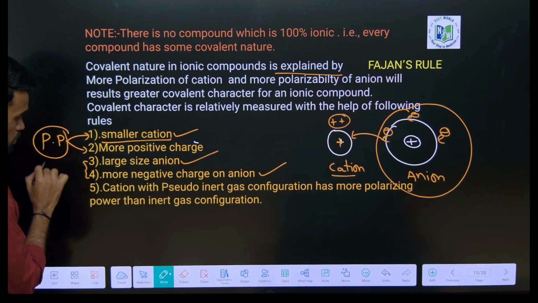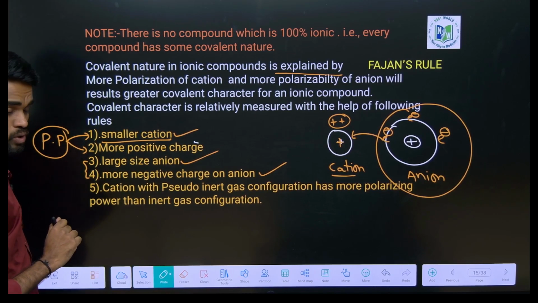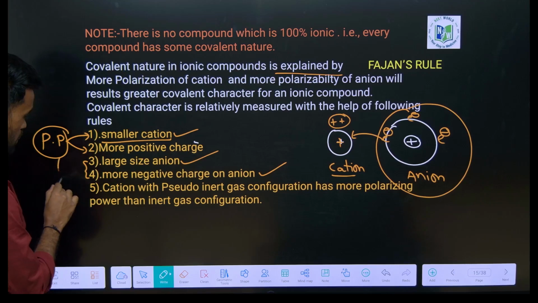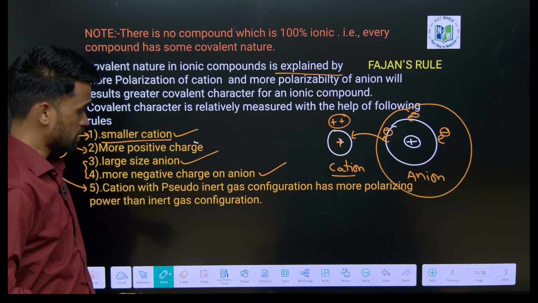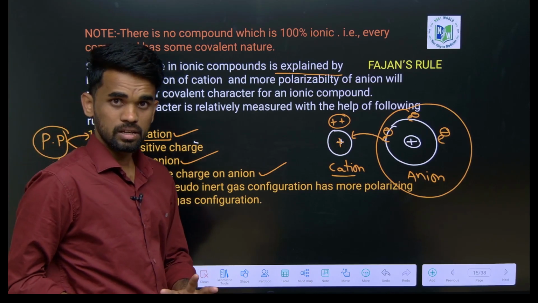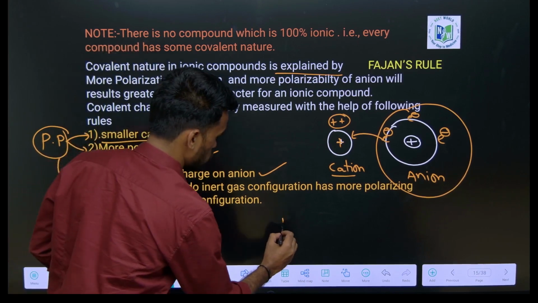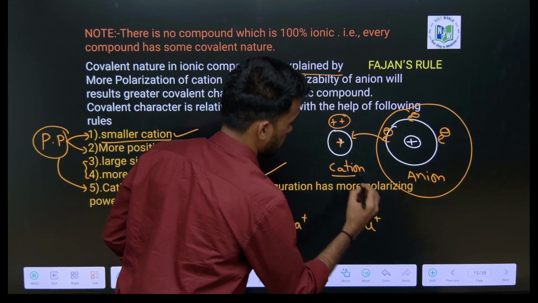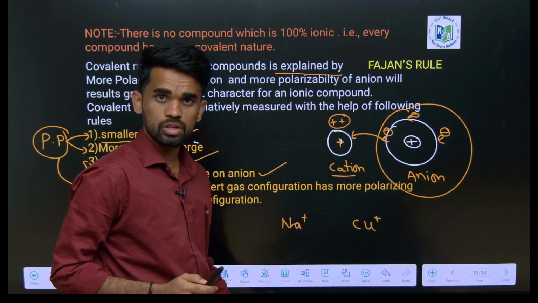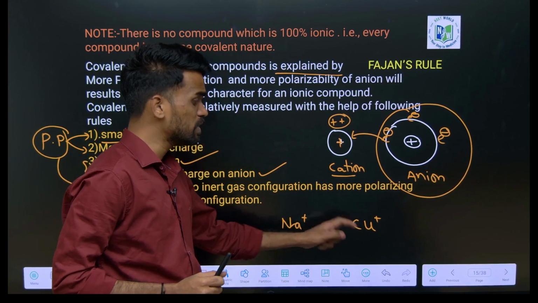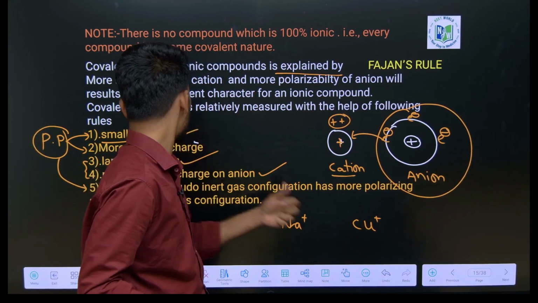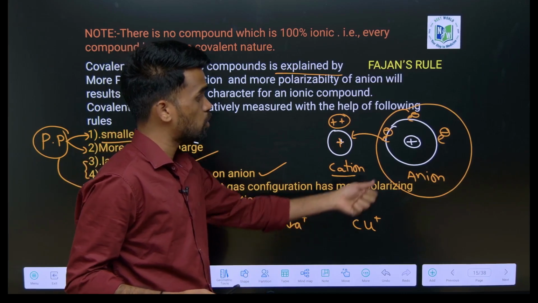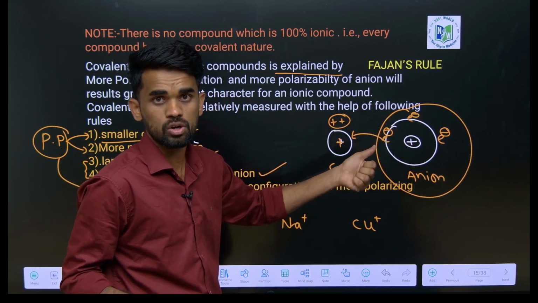The next is polarizability. This is about the anion. Points 3 and 4 are about the anion. Again, about the cation, we have one more point. See, some elements are there. For example, let us say I have a sodium cation and a copper cation. Both are cations only. Now, which will have more polarizing power? Which cation will polarize this negatively charged electron cloud effectively?